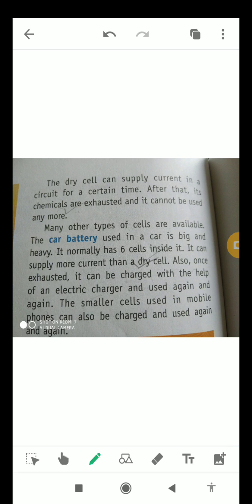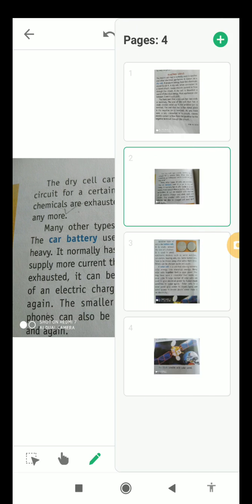Okay students, also once exhausted, it can be charged with the help of an electric charger. So we can charge it again and again. Actually, the smaller cells used in mobile phones can also be charged and used again and again. So the smaller cells which we use in mobile phones can also be charged again and again. Okay students, now the next slide.